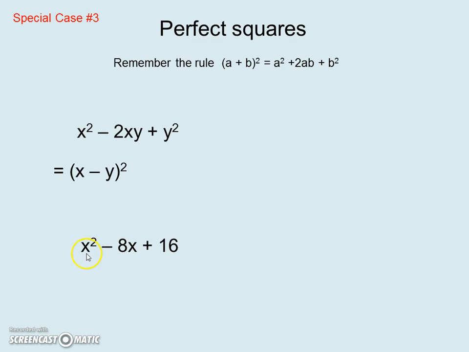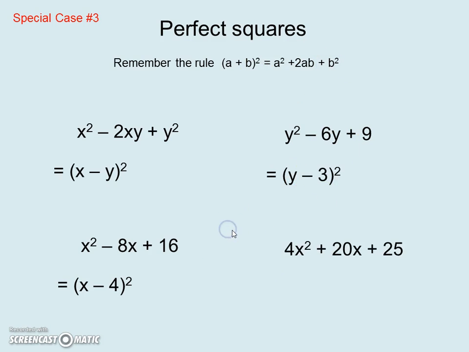This time I'm replacing the y with a 4, so it's going to be (x - 4) squared. Now I've got y squared, so y is a, and b is negative 3, so it's going to be (y - 3) squared. And last one, this is 2x squared, this is 5 squared, this is 2 times 2x times 5, so it all works out nice and easy based on that pattern. Pause the video, have a look at this, see if you can identify the pattern, make sure you know what you're doing there.